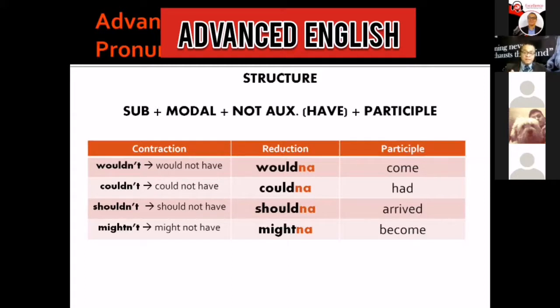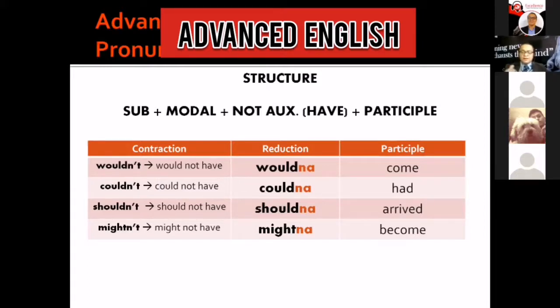Could not become. Now all together without stopping. Could not come, could not had, could not arrived, and could not become. Could not come. Could not had. Could not arrive. Could not become. Good.